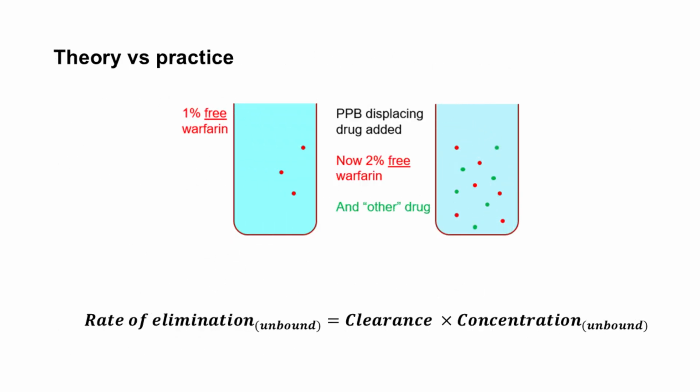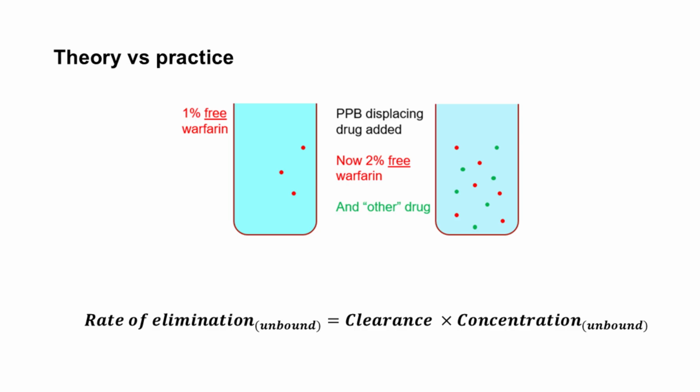In theory, if we conducted an experiment where we added warfarin to plasma proteins within a test tube, 1% of warfarin would remain unbound. If we then added another drug with affinity for the same plasma protein, such as phenytoin, the proportion of unbound warfarin might increase to 2%.